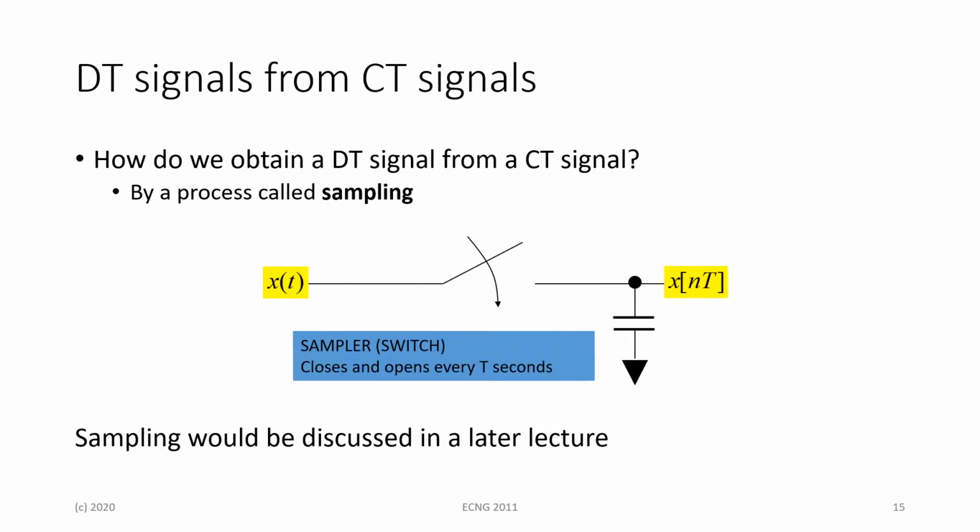And the process that we use to obtain a discretized time signal from a continuous time signal is referred to as sampling. The analog circuit can actually be observed here, where this switch closes every T seconds, being our sampling time, and we obtain an instantaneous value of whatever our x of t signal is to obtain our x of nT signal in discretized time form. In particular, we'll be talking about sampling in a lecture later on, most likely next week.